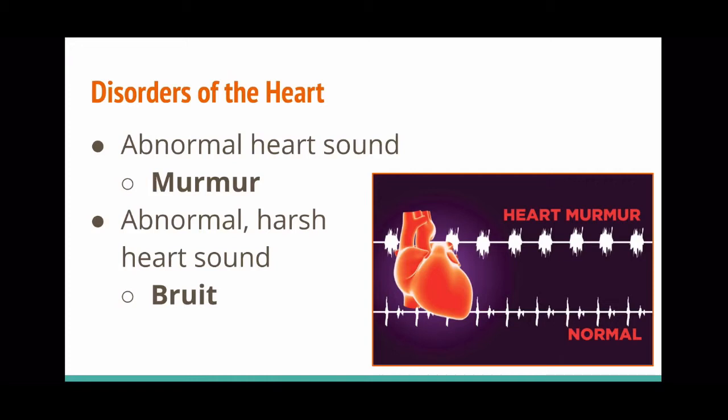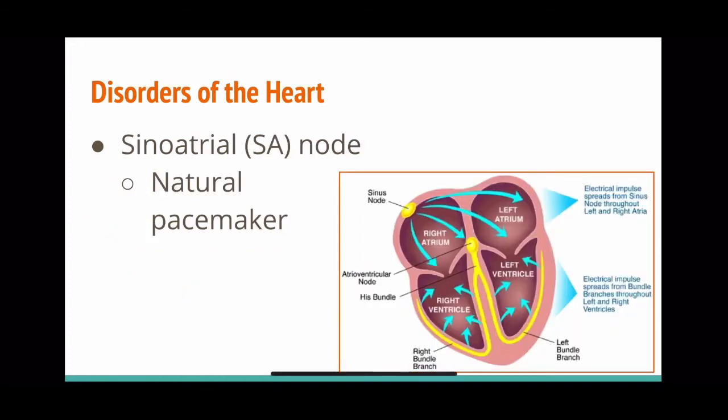An abnormal sound is called a murmur, which is one of your terms for this chapter. And if the abnormal sound is harsh sounding, then we call it a bruit, which is another one of your terms. Okay, so a murmur is an abnormal heart sound, and a bruit is when the abnormal heart sound sounds harsh, so an abnormal harsh heart sound. You also have a natural pacemaker within your heart that regulates your heart's electrical impulses and thus maintains a steady heart rate, and that is called your sinoatrial node, or your SA node.